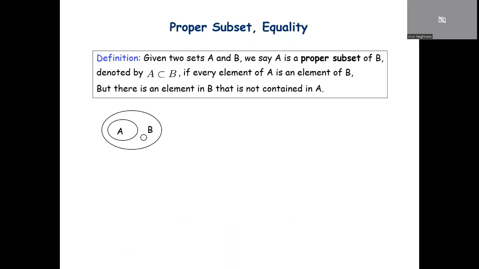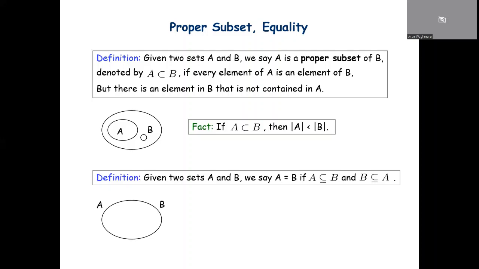Proper subset. So given two sets A and B, we say that A is a proper subset of B, denoted by this symbol, if every element of A is an element of B, but there is an element in B that is not contained in A. It means there are some elements of B that do not belong to A, and we can say that A is a proper subset of B. There is a fact: if A is a proper subset of B, then the cardinality of A is less than the cardinality of B.